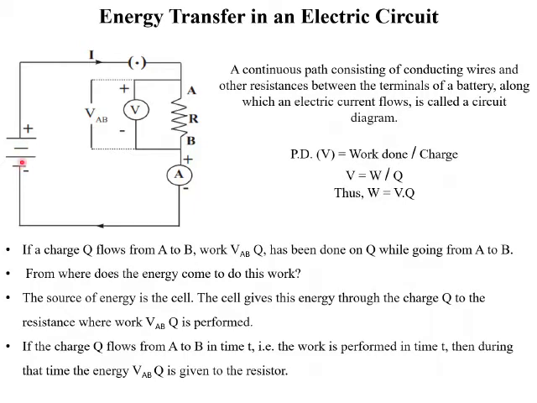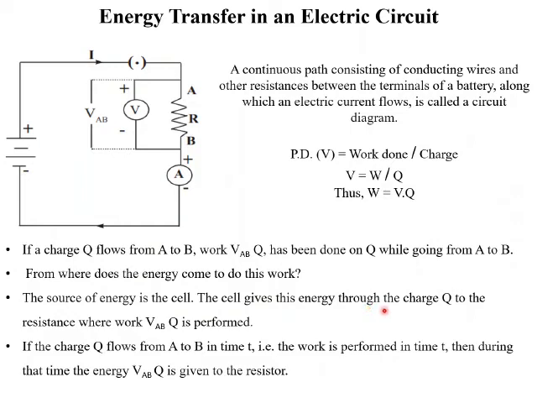So long as this difference in the potential is maintained through the unequal number of positive and negative charges, there is flow of electric current. The cell gives this energy through the charge Q to the resistance where the work VABQ is performed. So where is this work being performed? This work is being performed between the two ends A and B of the resistance.